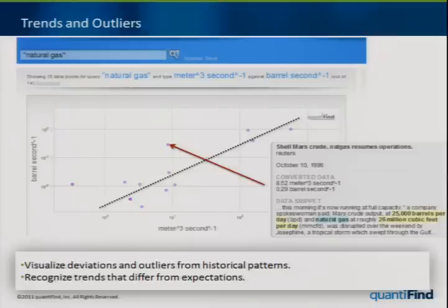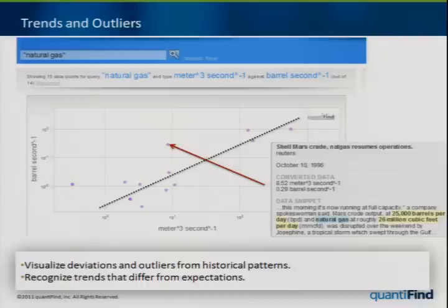In terms of finding trends and outliers, while looking at a list of documents, it's extremely difficult to know what's interesting, right? But often the question that's really poorly defined, of what is interesting about my topic, is what you want. Quantifying creates structure from the unstructured corpus. An example, looking at, say, natural gas: it automatically learned from the corpus that barrels per second and cubic meters per second are interesting types of data to visualize in the context of natural gas, right? So these are the types of data that you might want to take a look at, and you might want to correlate them because there's something interesting there.